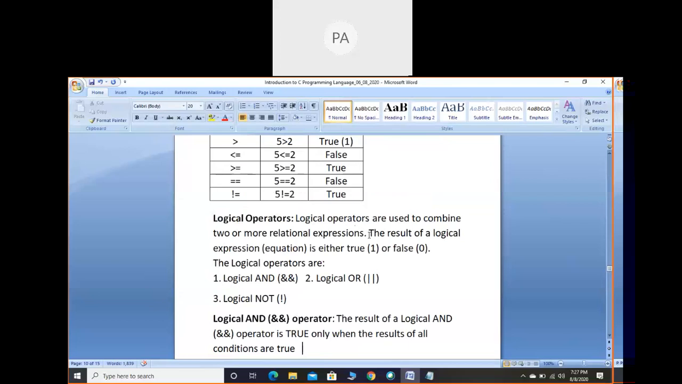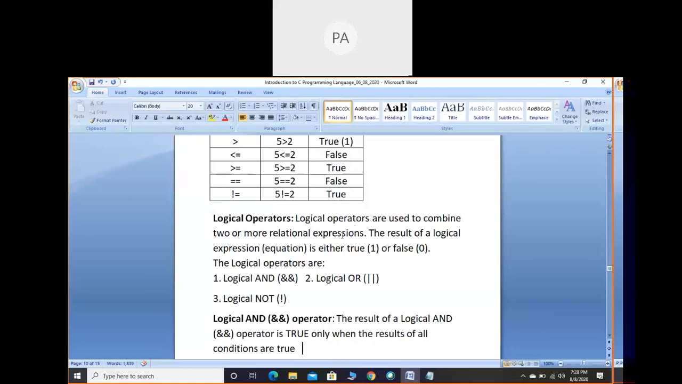The basic definition of logical operators itself says logical operators are used to combine two or more relational expressions. Relational expressions are nothing but conditions only. Whenever we use relational expressions, those are nothing but conditions only. We can call them relational expressions or conditions.